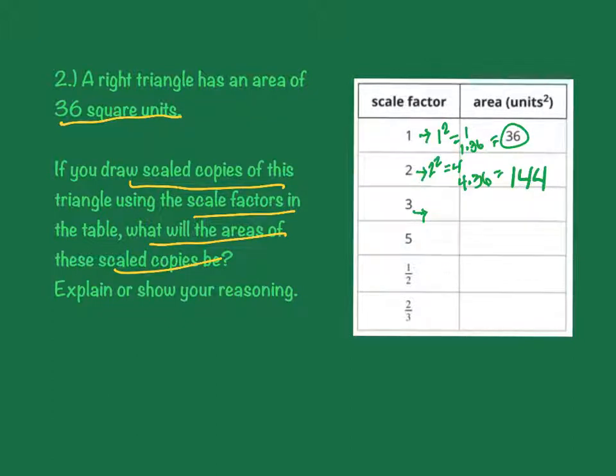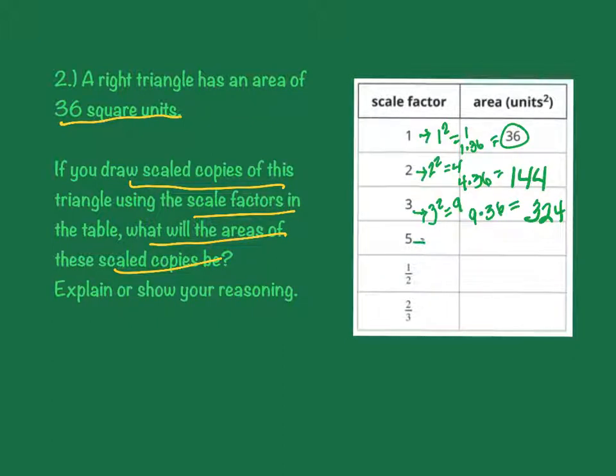So my next one, I've got 3 squared. That means 3 times 3, which is 9. Then 9 times 36 equals, okay, 9 times 30 is, of course, 270. 9 times 6 is 54. 270 plus 50 is 320, plus the 4 more is 324.